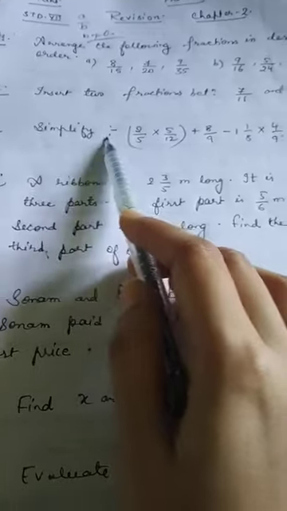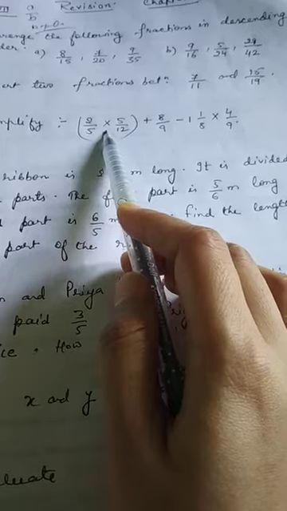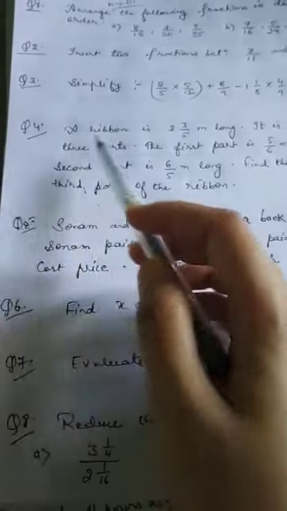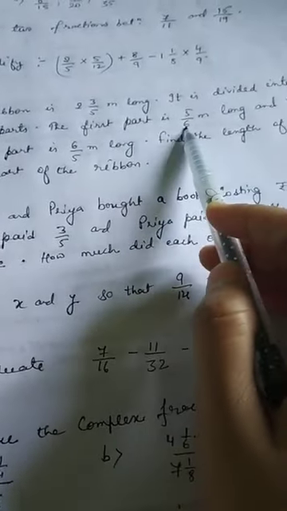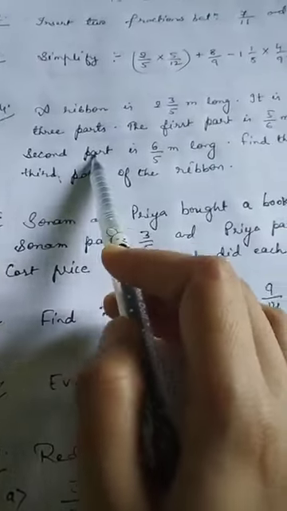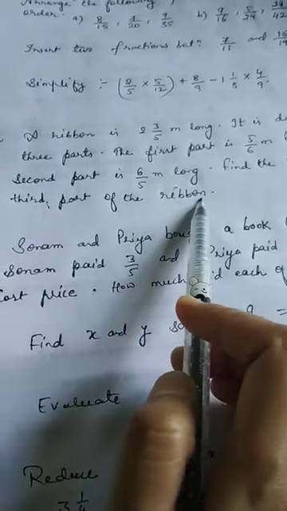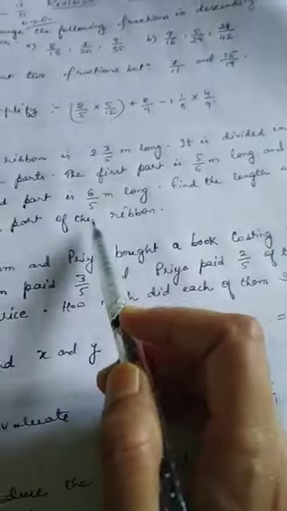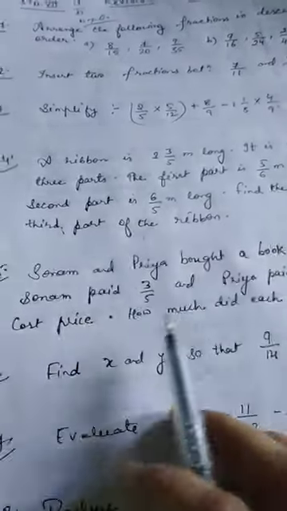Question number 3. Simplify. You have to simplify it. Apply the BODMAS rule in this. Okay. Bracket work first and then addition, at last subtraction. 4. A ribbon is 2 whole 3 by 5 meter long. It is divided into 3 parts. The first part is 5 by 6 meter long and the second part is 6 by 5 meter long. Find the length of the third part of the ribbon. If it is divided into 3 parts, then this plus this, and the third part you can take as x, which is equal to this, and you can find out the value of x.